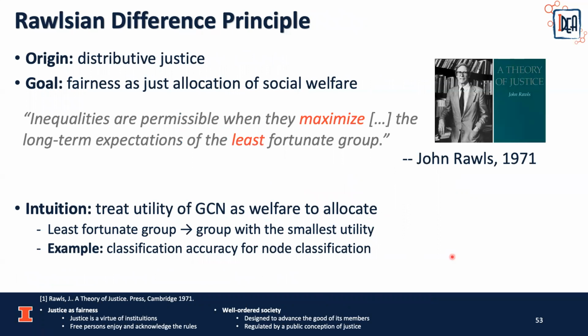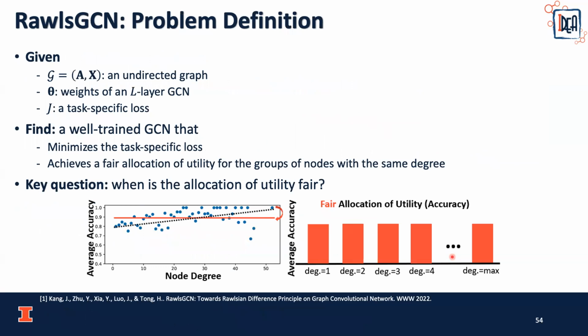And to define such a fair allocation of utility, we resort to the Rawlsian difference principle, which is designed to find a just allocation of social welfare to achieve fairness. And here we can treat this utility as the welfare we want to allocate. The least fortunate group here is the group of nodes with the worst utility, which also corresponds to the nodes with low degrees. Based on this intuition, we aim to find a well-trained GCN such that it can minimize the task-specific loss and also achieve a fair allocation of the utility.